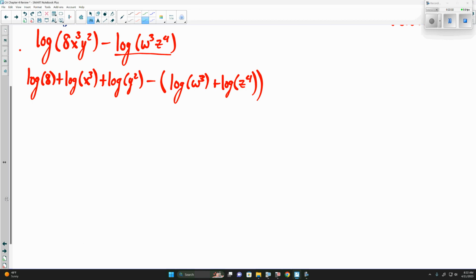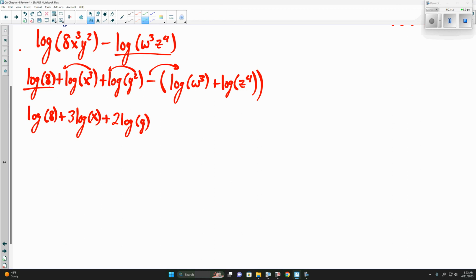Now, we can do the power property. I'm not going to be focused on these here, log of 8. If it does reduce nicely, go on and reduce it. But here, I'm not going to expect you to rewrite 8 as 2 cubed, so that then we have 3 log 2. Log of 8 is fine. But for the next one, x to the third, we can move the 3 out in front, telling us that we have 3 log of x. Plus, for y, we'll have 2 log of y.